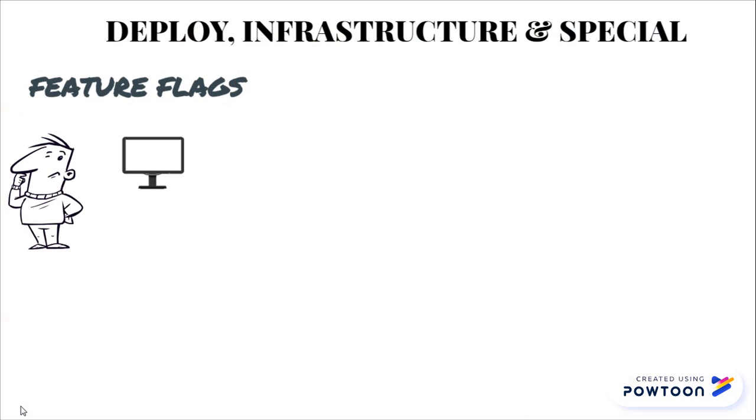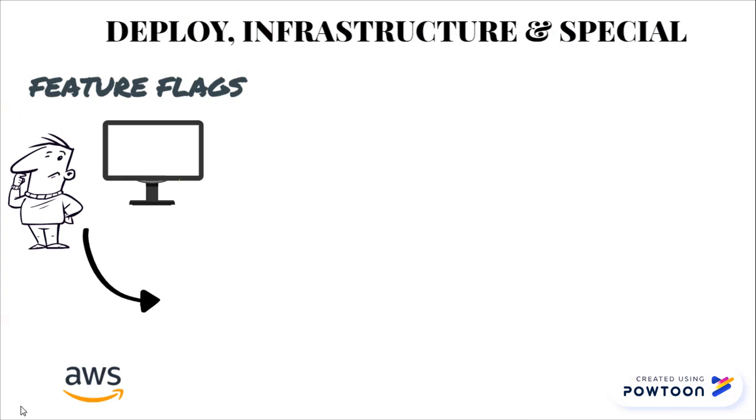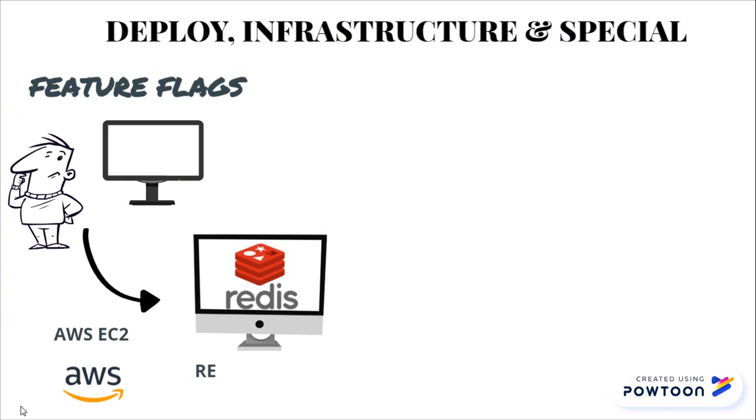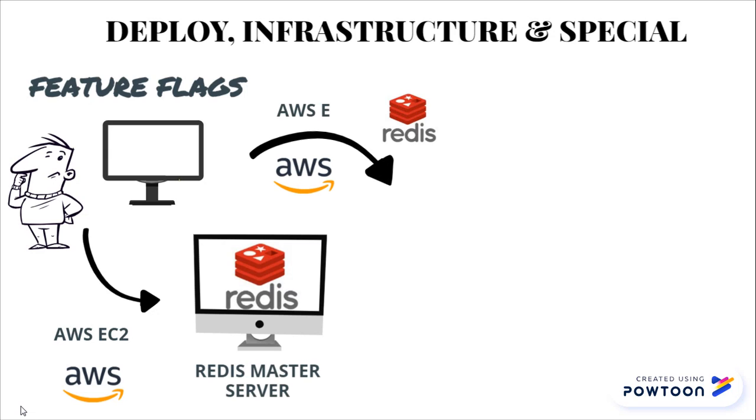In iTrust, we have also implemented feature flags which would be used to switch on and off functionalities in the iTrust application using the Redis in-memory database as shown.